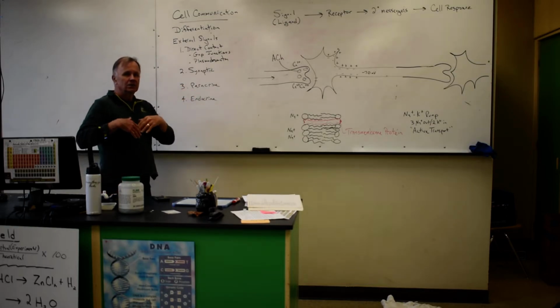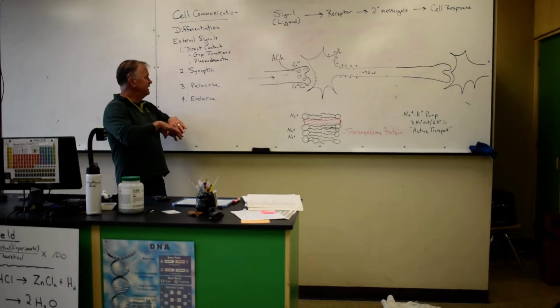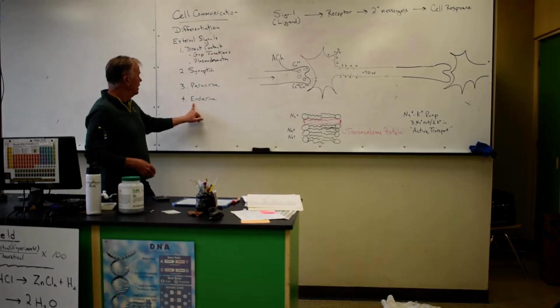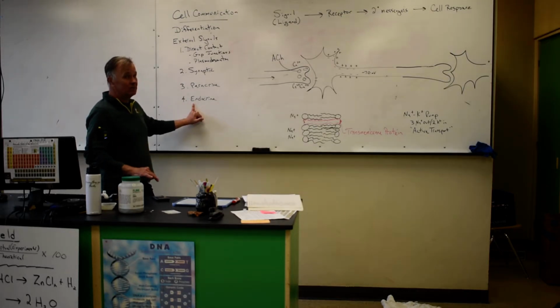Paracrine is when some sort of chemical is released and it affects the cells that are nearby. Endocrine cells produce hormones. You guys know what to make a hormone.